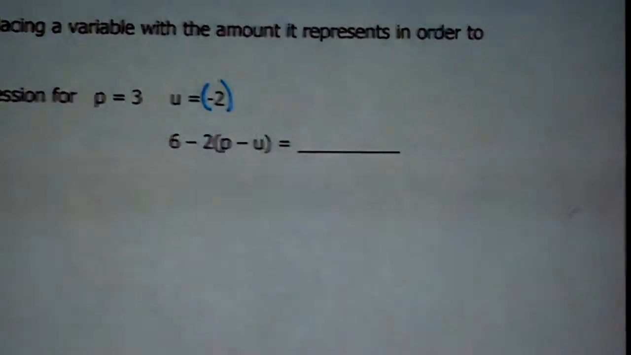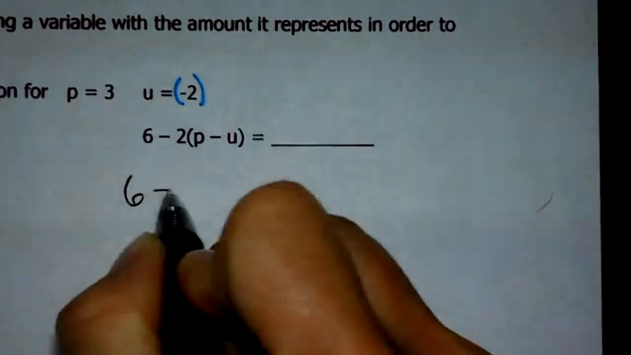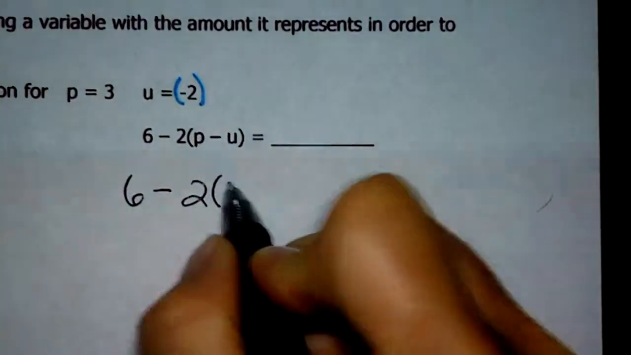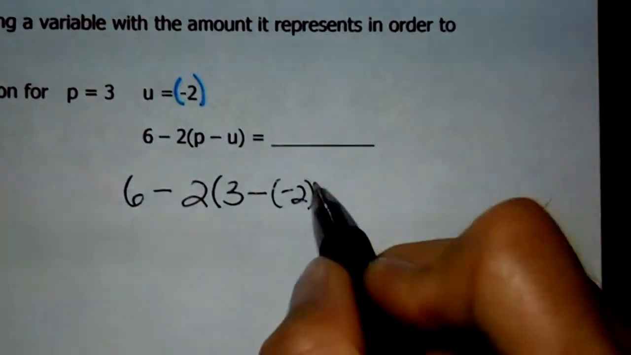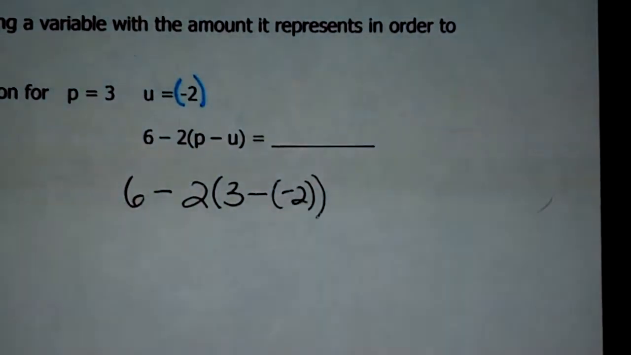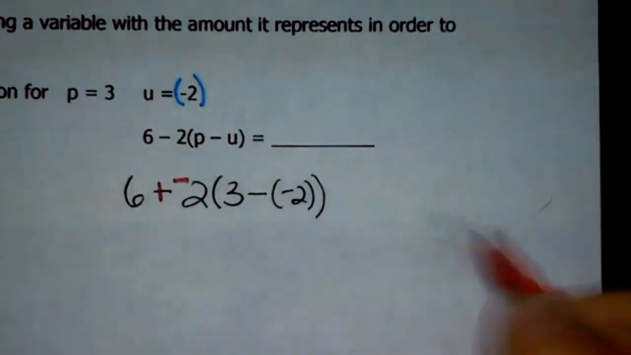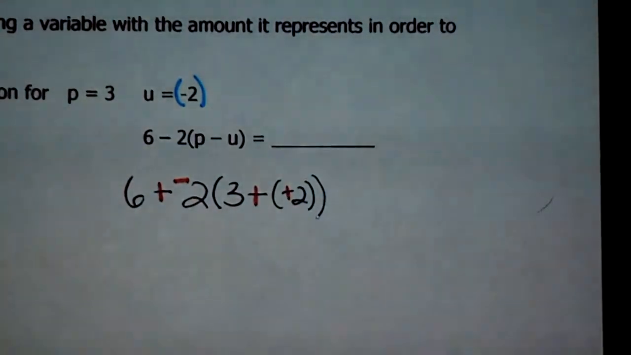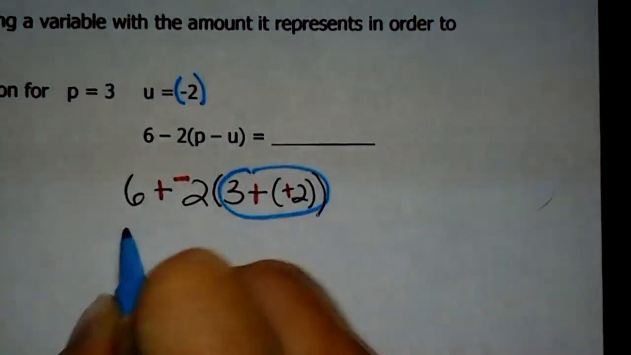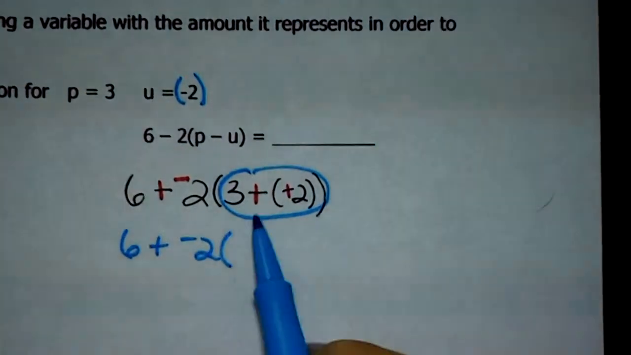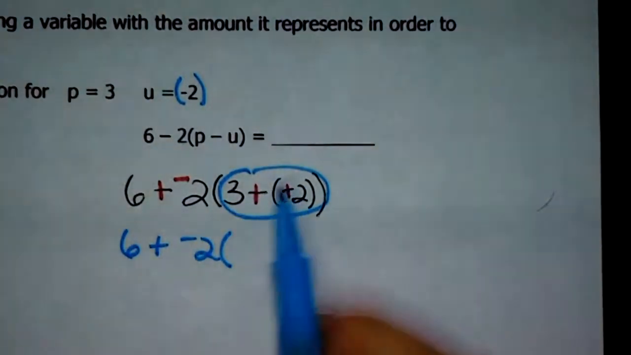All right. I'm not going to change my signs until after I have everything plugged in. So this is 6 minus 2, and then in parentheses, P is 3, and I'm supposed to subtract U, which is negative 2. So that's what that's going to look like initially. Now that the numbers are in there, I'm going to keep, change it. So I'm going to add the opposite here, and add the opposite there. Okay, according to order of operations, our next step is to solve inside parentheses. So that means the rest of this is going to stay the same. And I'm left with 3 plus 2, which is 5.